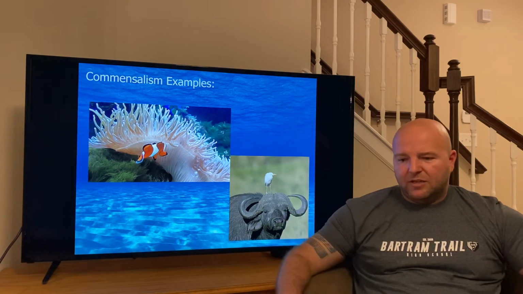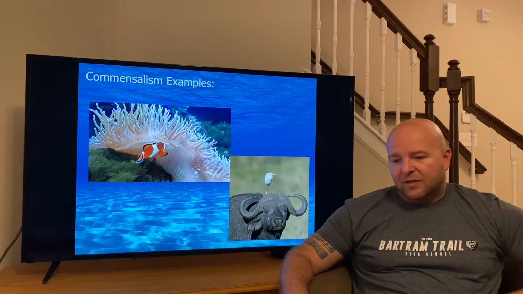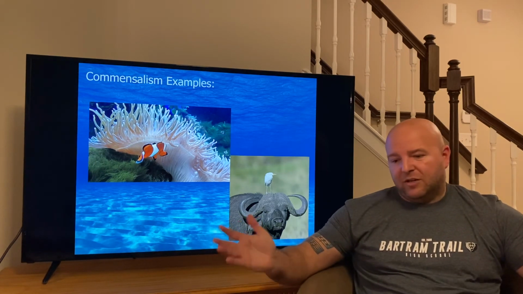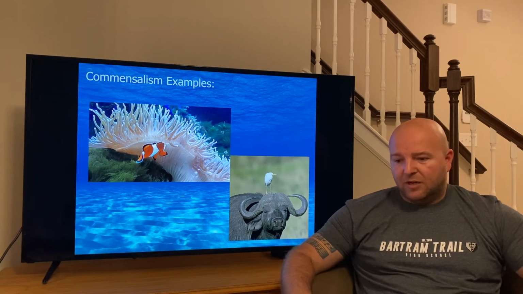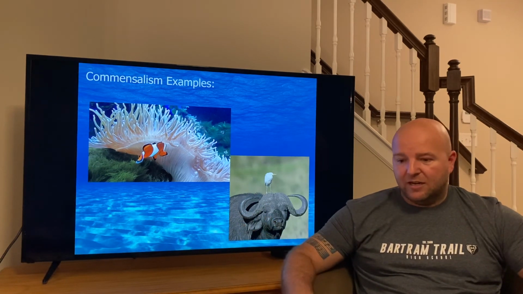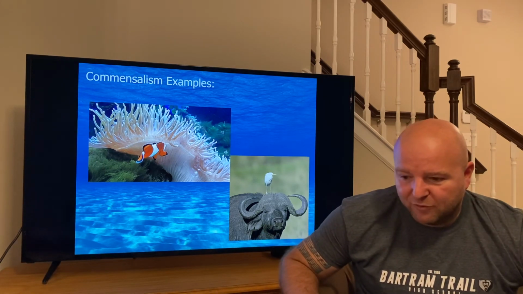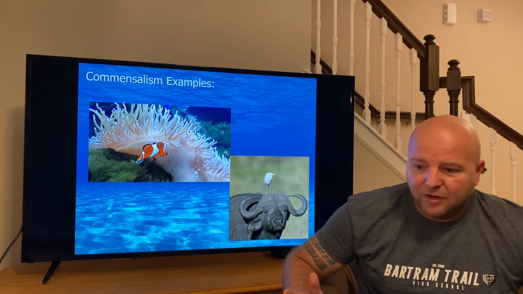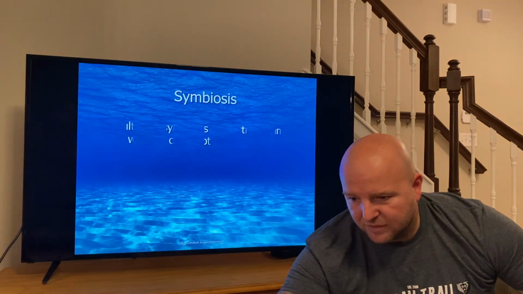And then we've got the water buffalo there with the egret on top of it. The bird benefiting, the water buffalo may or may not be benefiting much. I think you can make the case that there is some benefit potentially there for him as well. Maybe the bird removing unwanted bugs from his face area, whatever the case may be. Those are possible examples of commensalism.